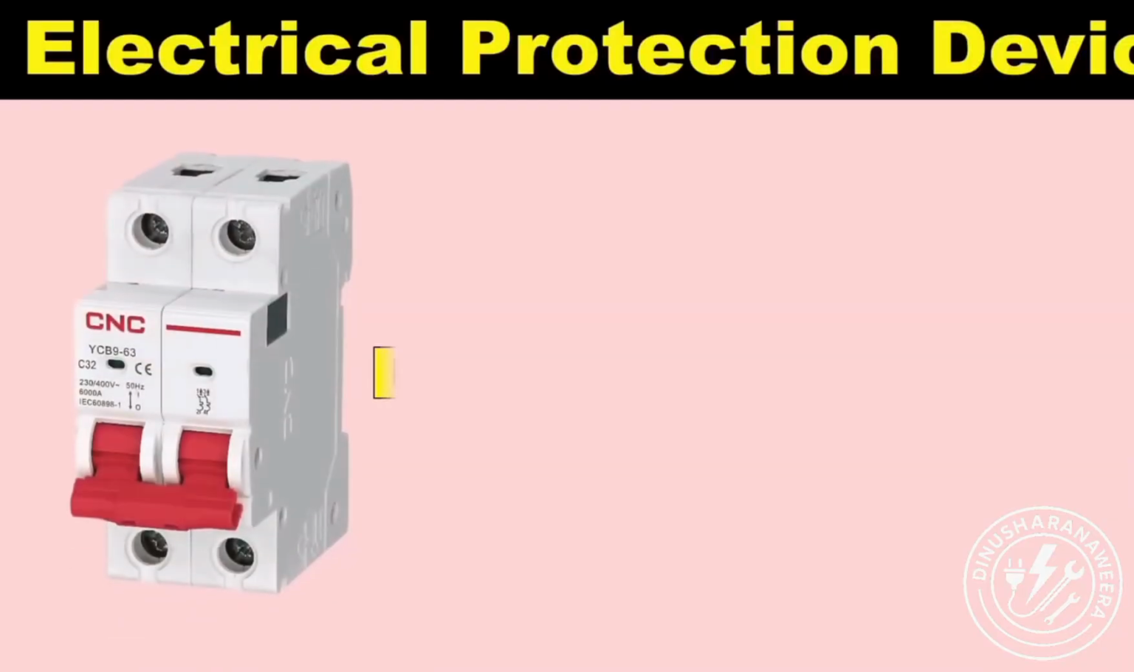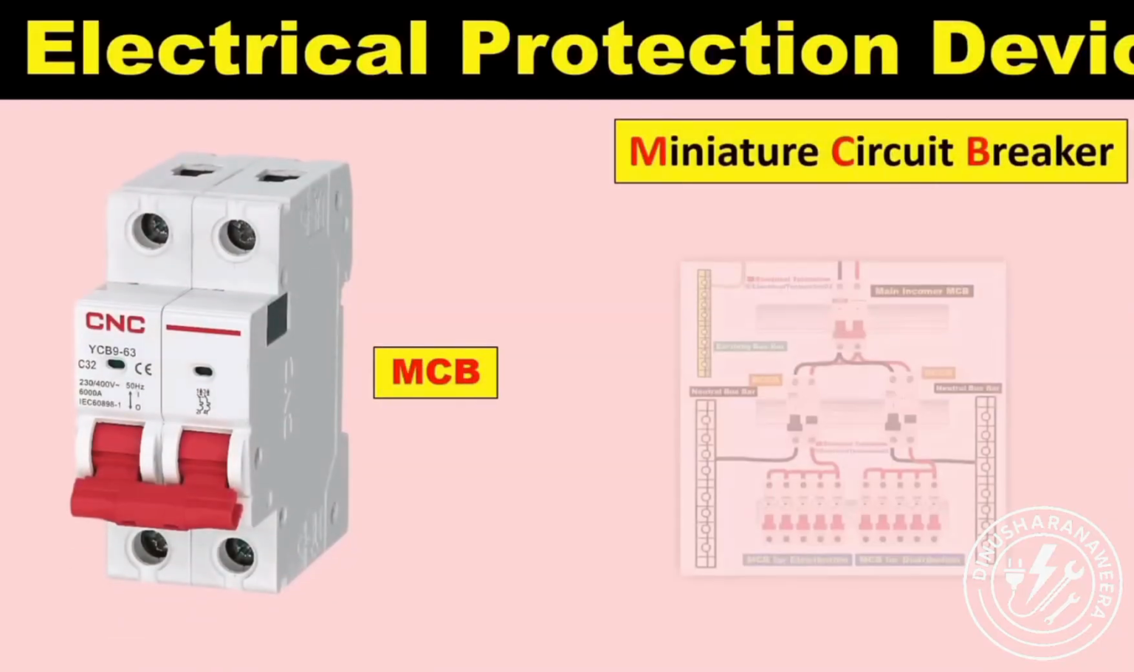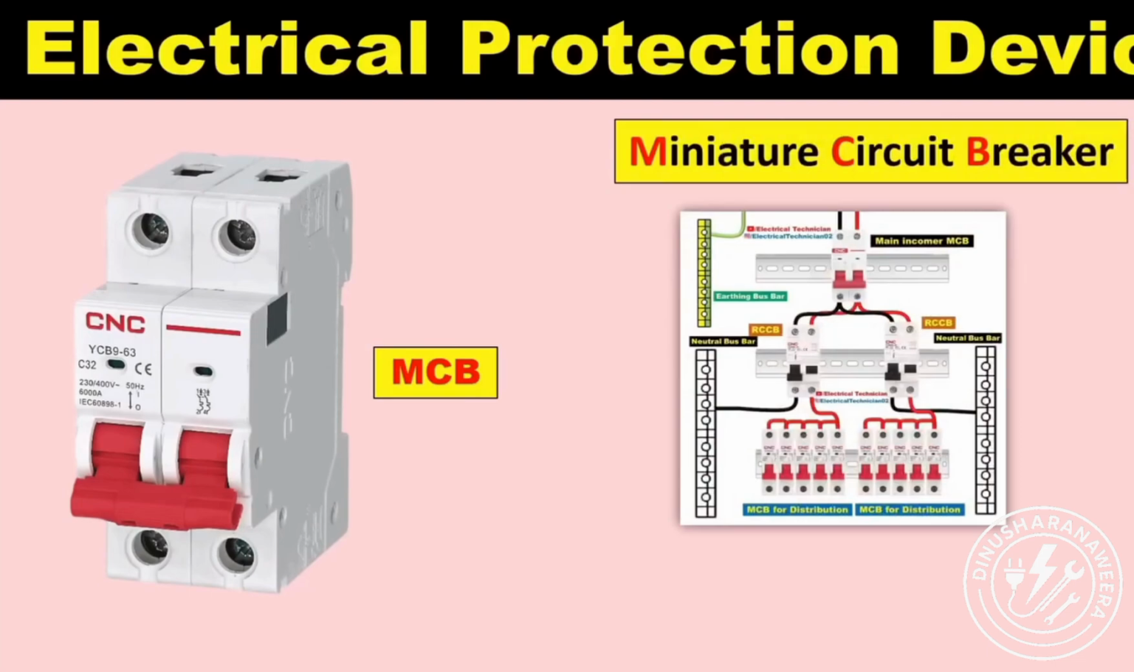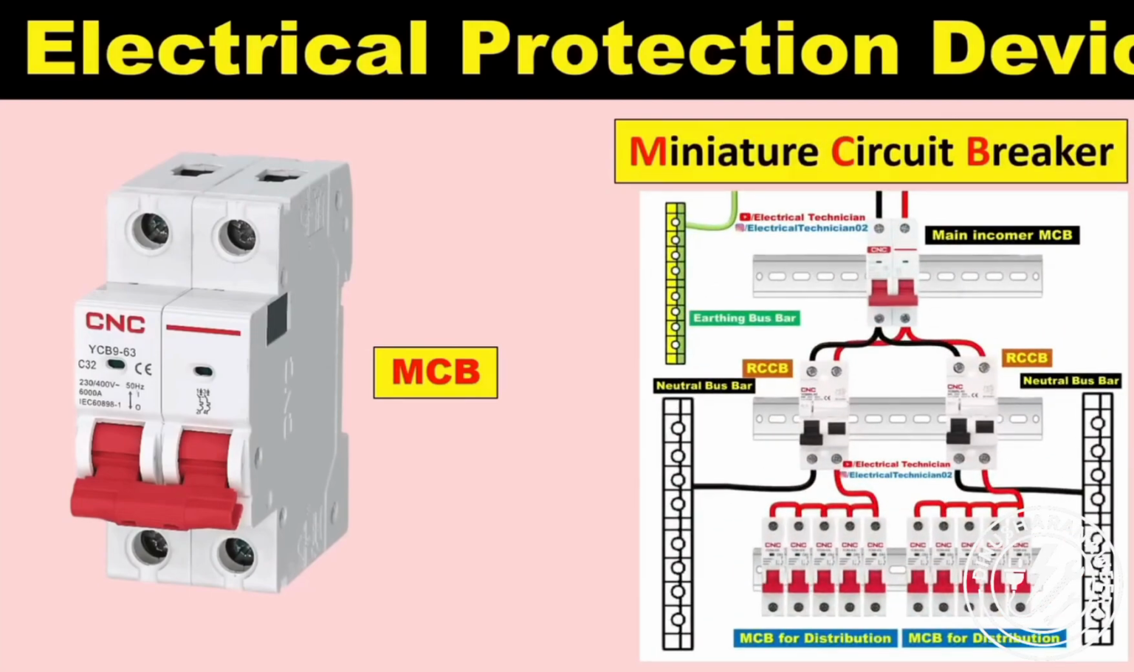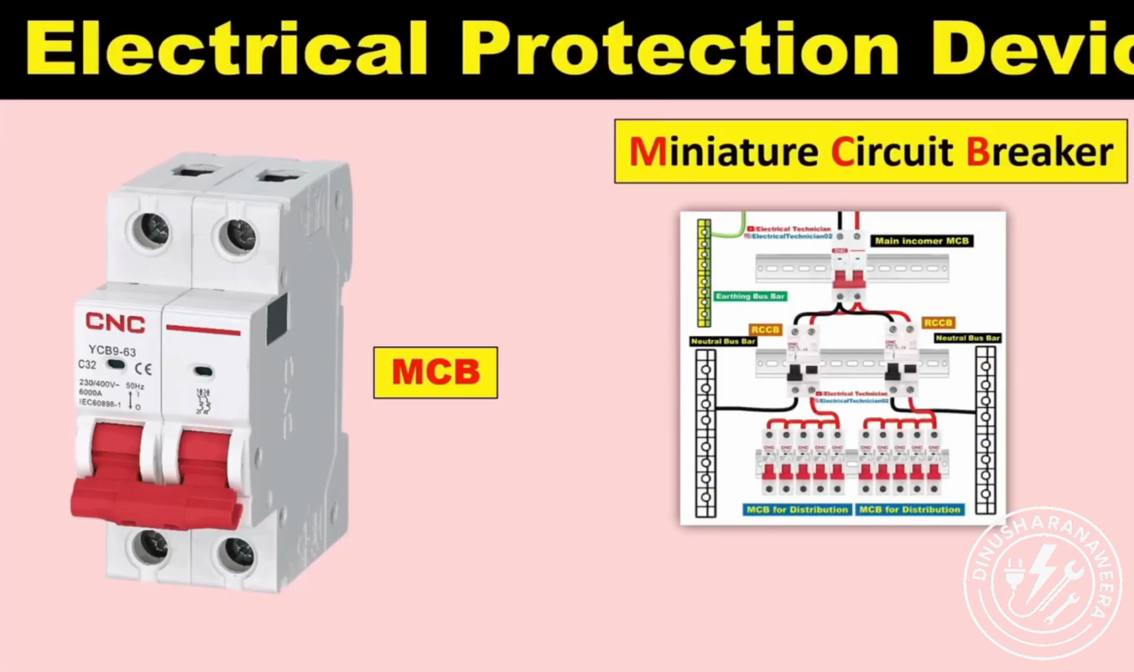Okay, second device is MCB. Full form of MCB is miniature circuit breaker. MCB must have used in your home. If you look into the main distribution board of your home, there it is installed. Now why we use this MCB, listen this carefully.